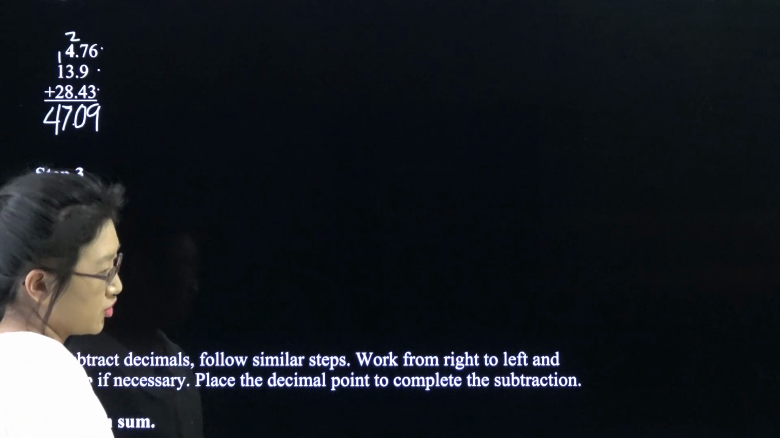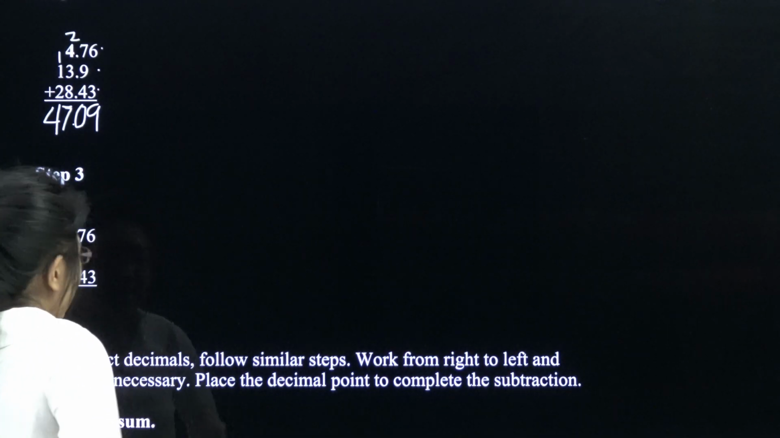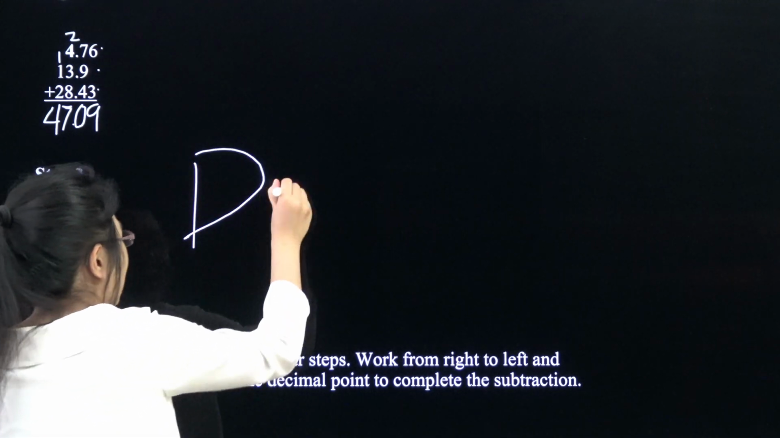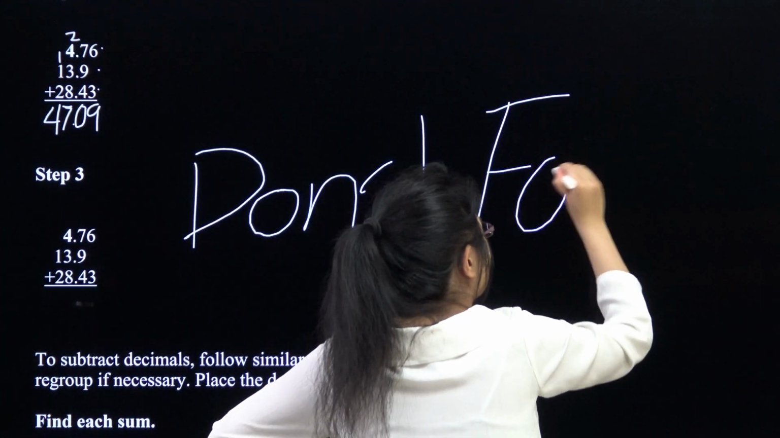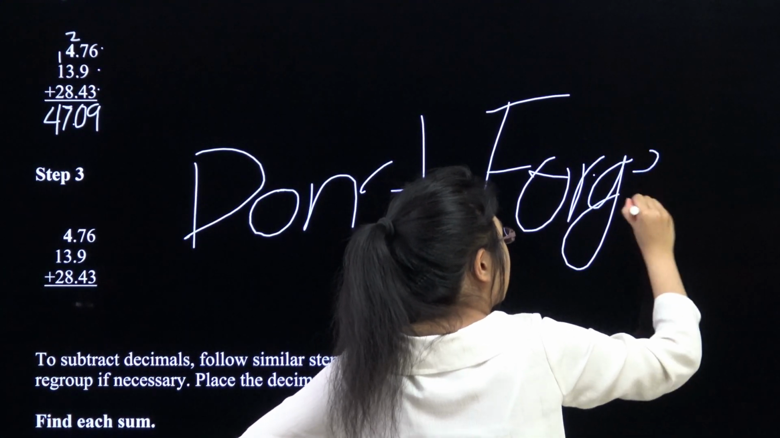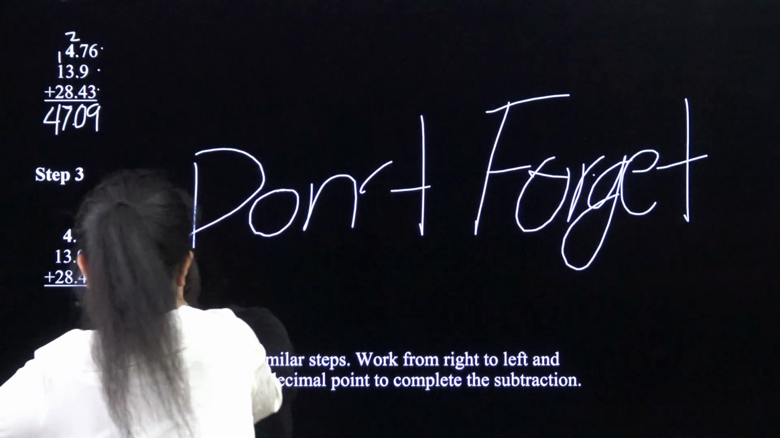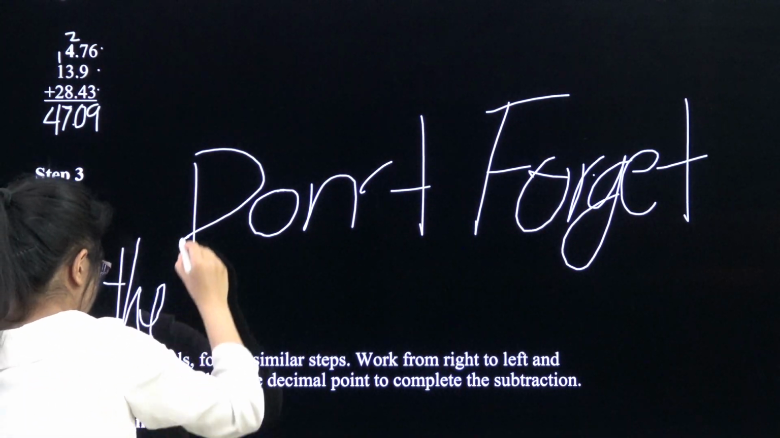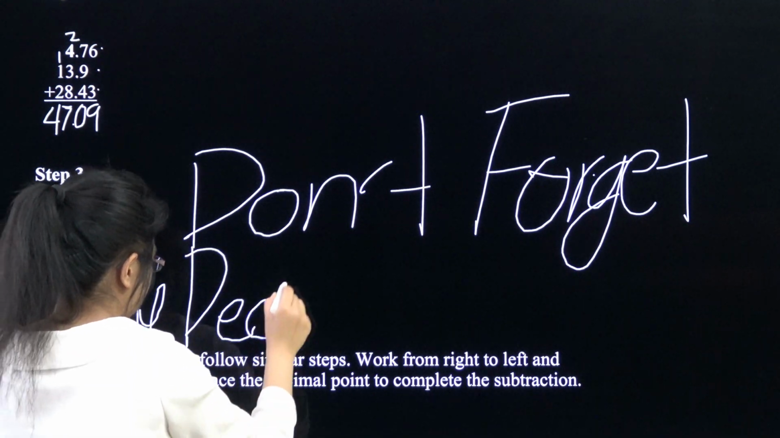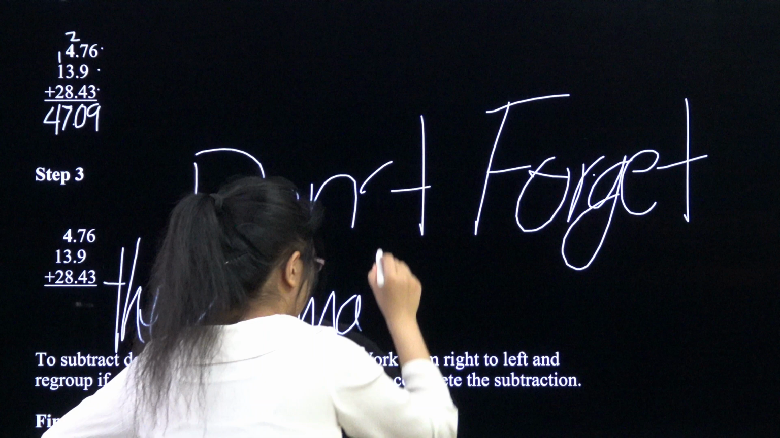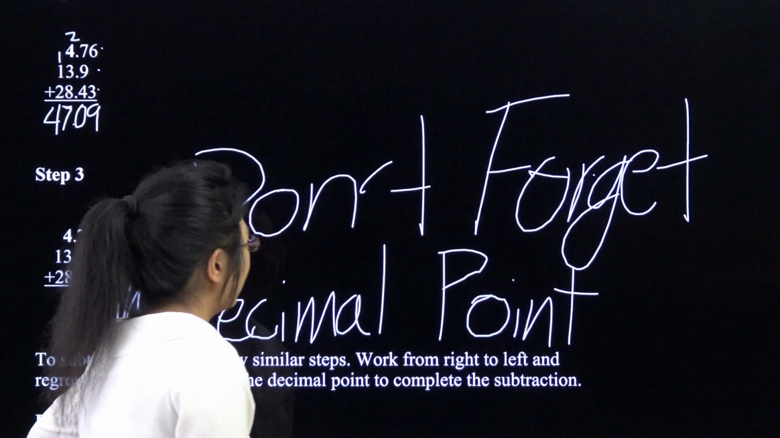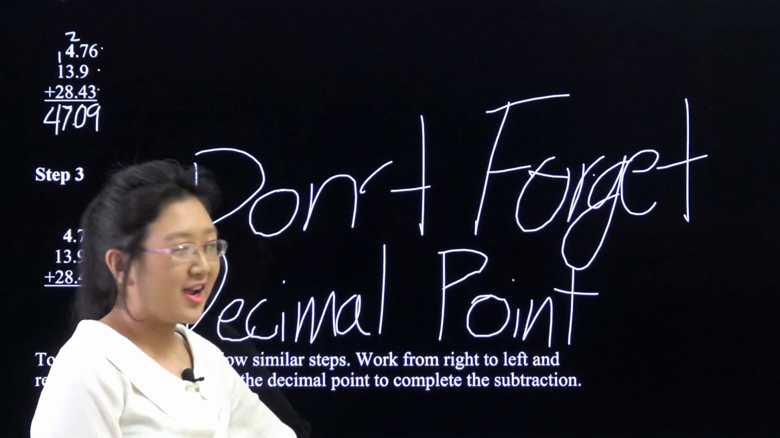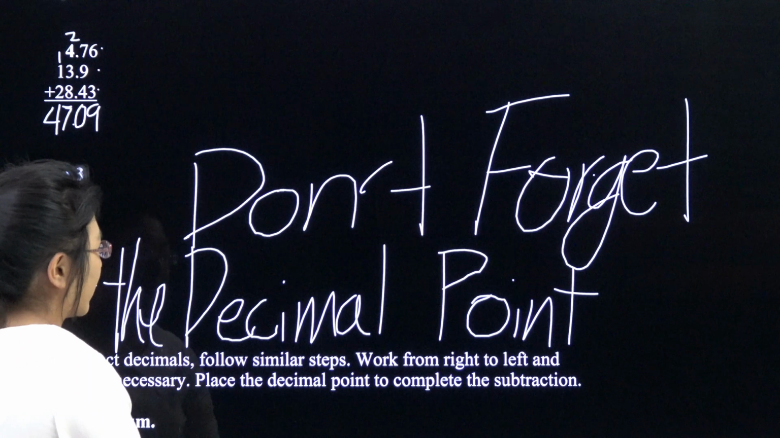Now step 3 is kind of extra. Because step 3 is also called don't forget the decimal point. Now I would just say don't forget, but that kind of looks a little bit ominous. Like something you'd find in a horror game. So yeah, this is step 3. Don't forget the decimal point.